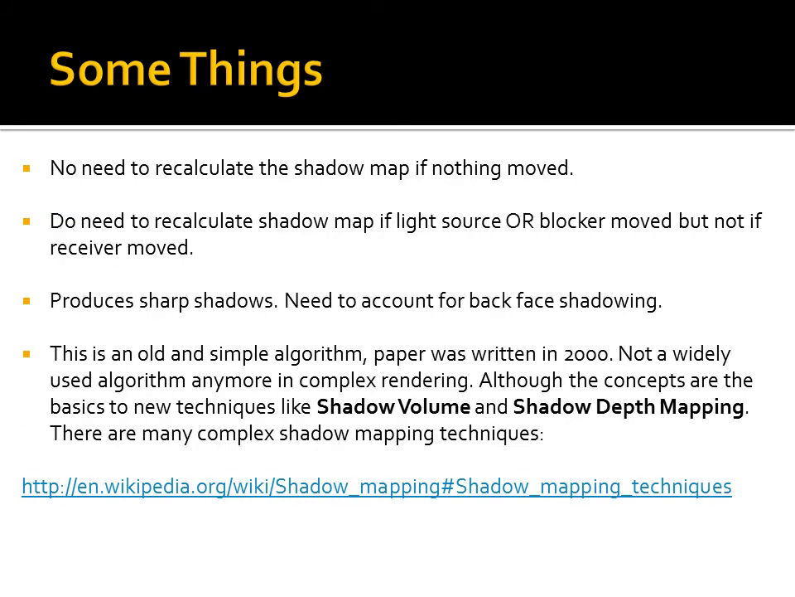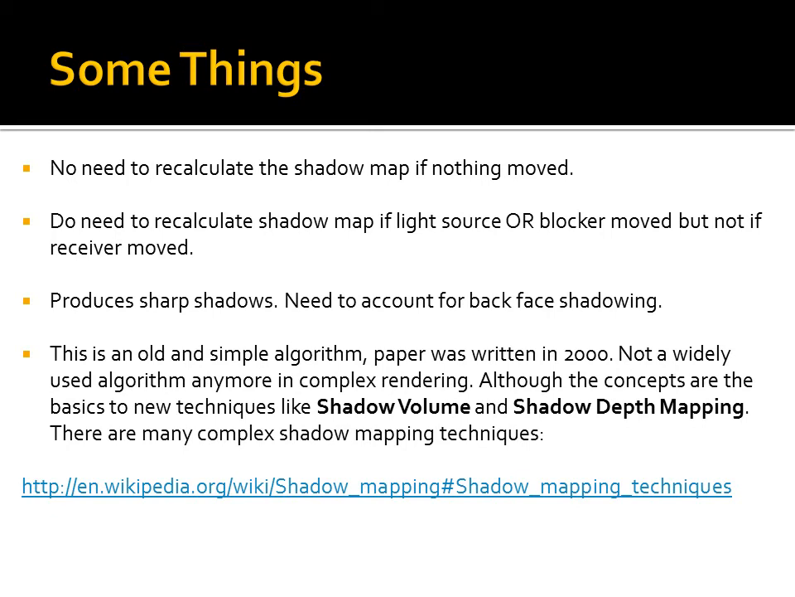There's no need to recalculate the shadow map if nothing moved, but if either the light or the blocker moves, you have to recalculate the shadow map. This technique produces sharp shadows, so that means it can only be used for point light sources, and it'll look a little unrealistic because of that.